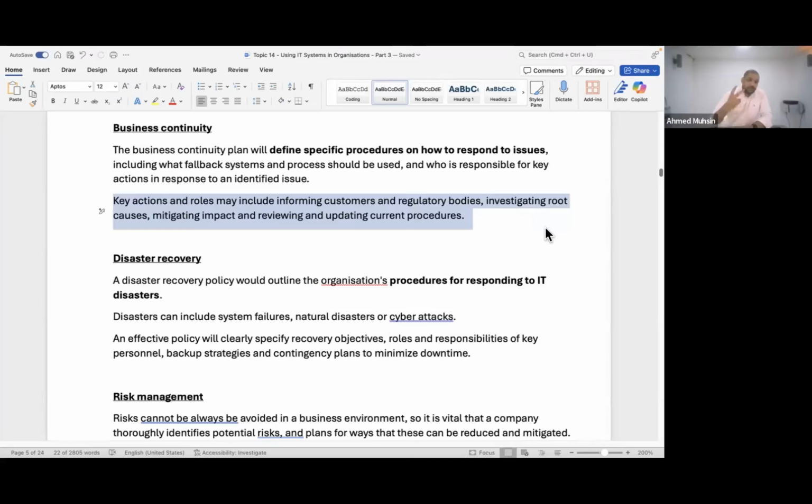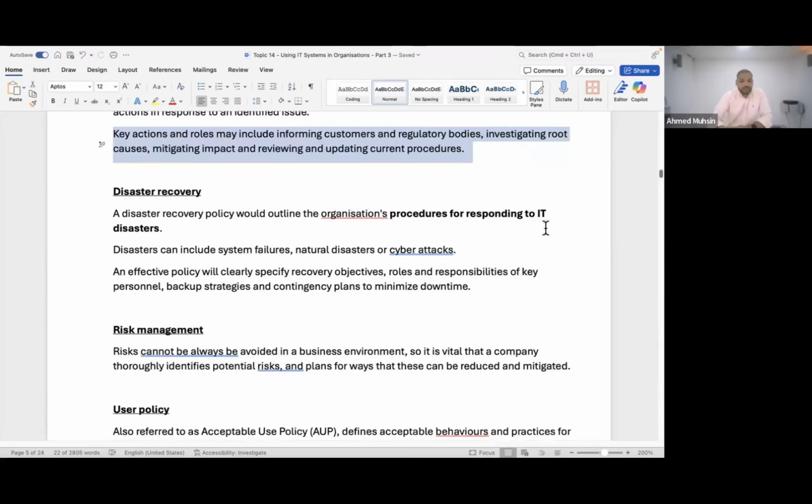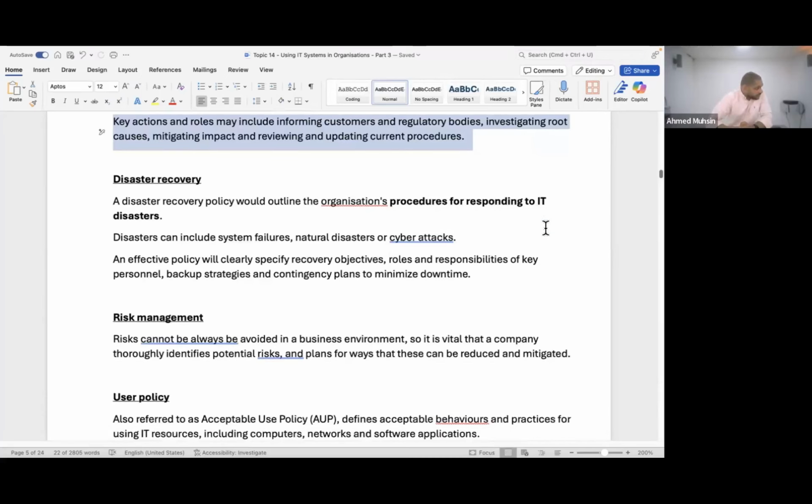Number two, guys, you would have policies in case of a disaster. In case a disaster takes place, how do we recover? How do we quickly come back to normal? Can you guys read disaster recovery? A disaster recovery policy would outline the organization's procedures for responding to IT disasters.